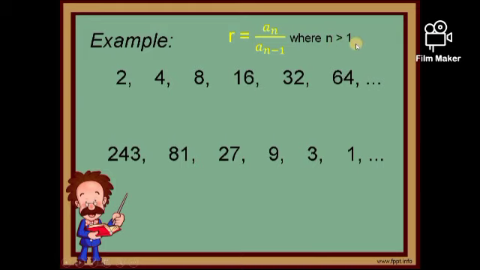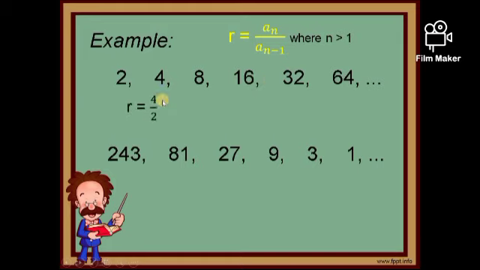So, since n is greater than 1, the smallest value for n is 2. Now, if we replace n with 2, this becomes a sub 2 over a sub 2 minus 1, or simply a sub 2 over a sub 1, second term over the first term. If we let n equal 3, this becomes a sub 3 over a sub 2, third term over second term. It can be fourth term over third term, fifth term over fourth term, and so on and so forth. Now, let's try.